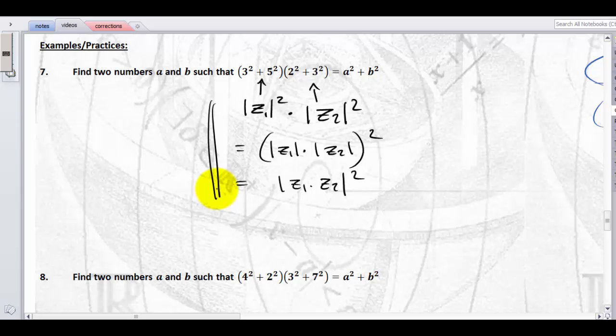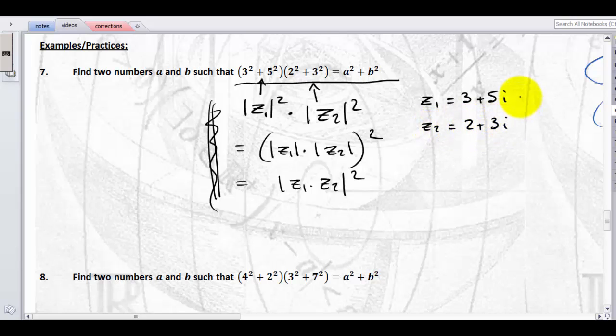So it seems really trivial when you look at this, but look at the really nice application. Let me show you. I'm going to say that z1 is 3 plus 5i, right? And z2 is 2 plus 3i. It doesn't matter which one is which. You could also say it's 5 plus 3i. It really doesn't matter. Anyway, let's do it like that.